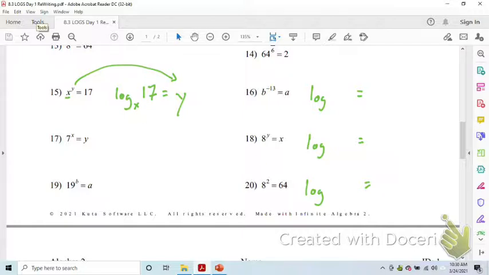That's the base. That's the base. Negative 13 comes over here. A goes in. So log base b of a is equal to negative 13. Okay. 8. y comes over here because that's the exponent. Flies over. And then I got x. So log base 8 of x equals y. And then last but not least, for me at least, log base 8 of 64 is equal to 2.